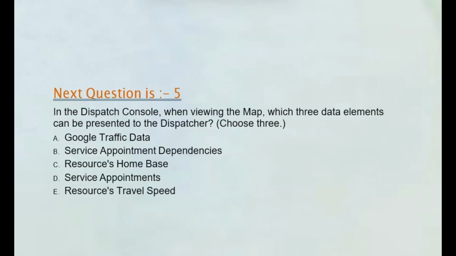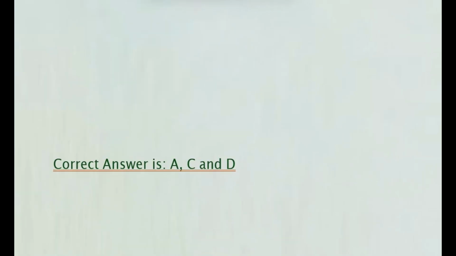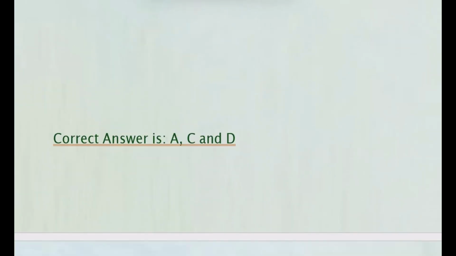Question is in the dispatch console when viewing the map, which three data elements can be presented to the dispatcher? Option A. Google's traffic data. Option B. Service appointment dependencies. Option C. Resources home base. Option D. Service appointments. Option E. Resources travel speed. Correct answer is option A, C and option D.